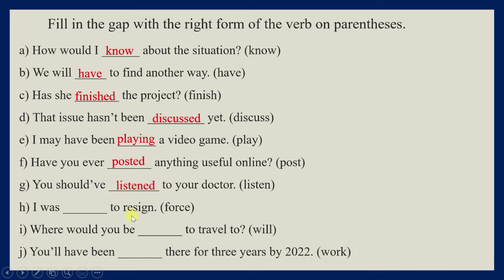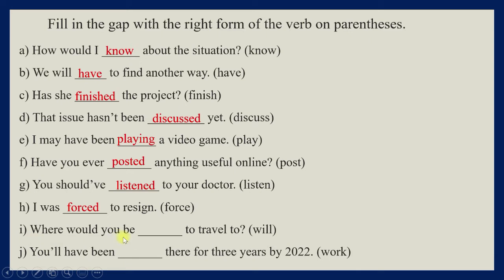H. I was something to resign. Was is an auxiliary verb in here, and our sentence is a passive one. So I was forced to resign. Forced is in past participle form.